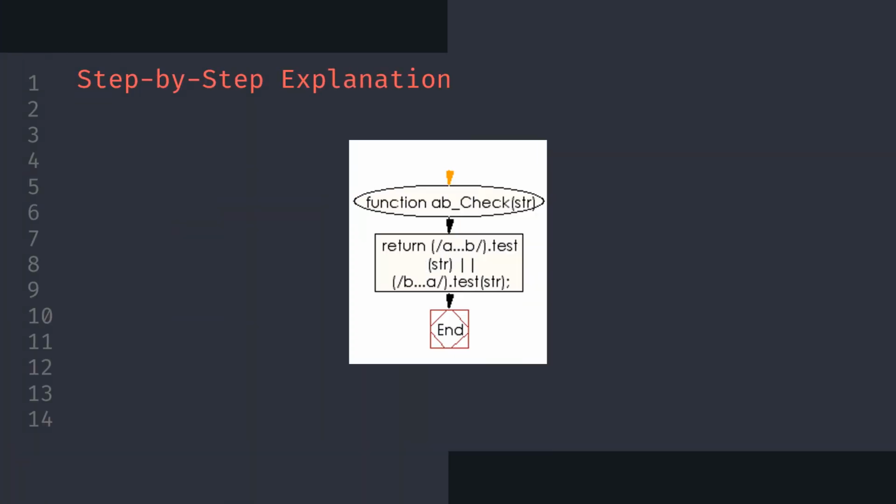Let's break the code down step by step. The regular expression A...B looks for the character A followed by exactly three characters and then B. Similarly, B...A looks for B followed by three characters and then A. The test method scans the string and returns true if it finds any of these patterns. This way, the function can efficiently evaluate whether A and B meet the required condition.